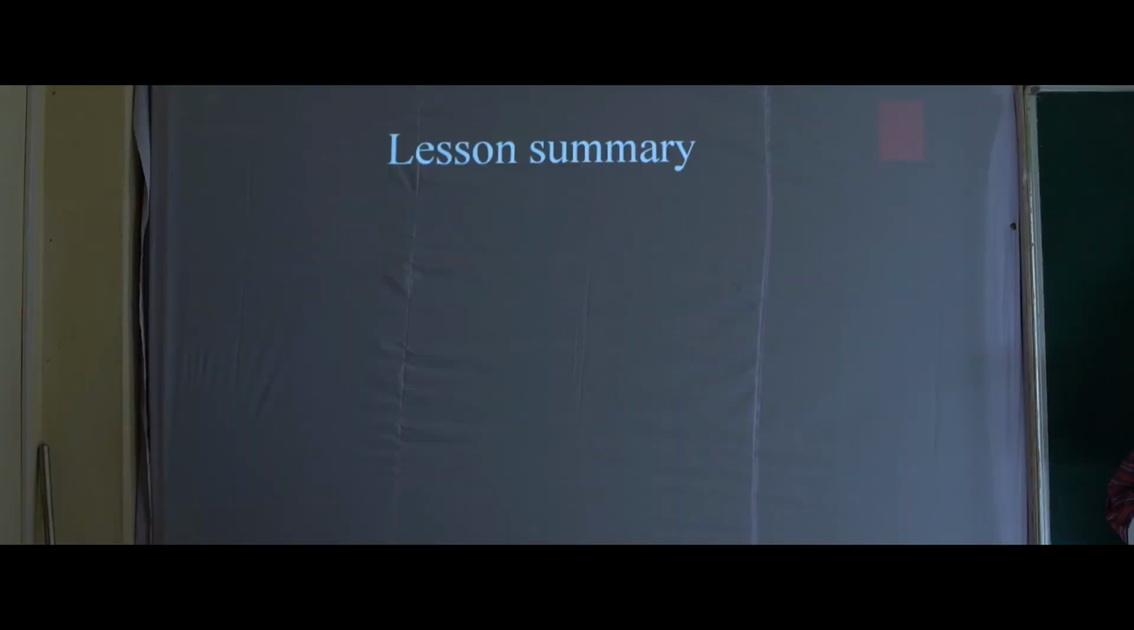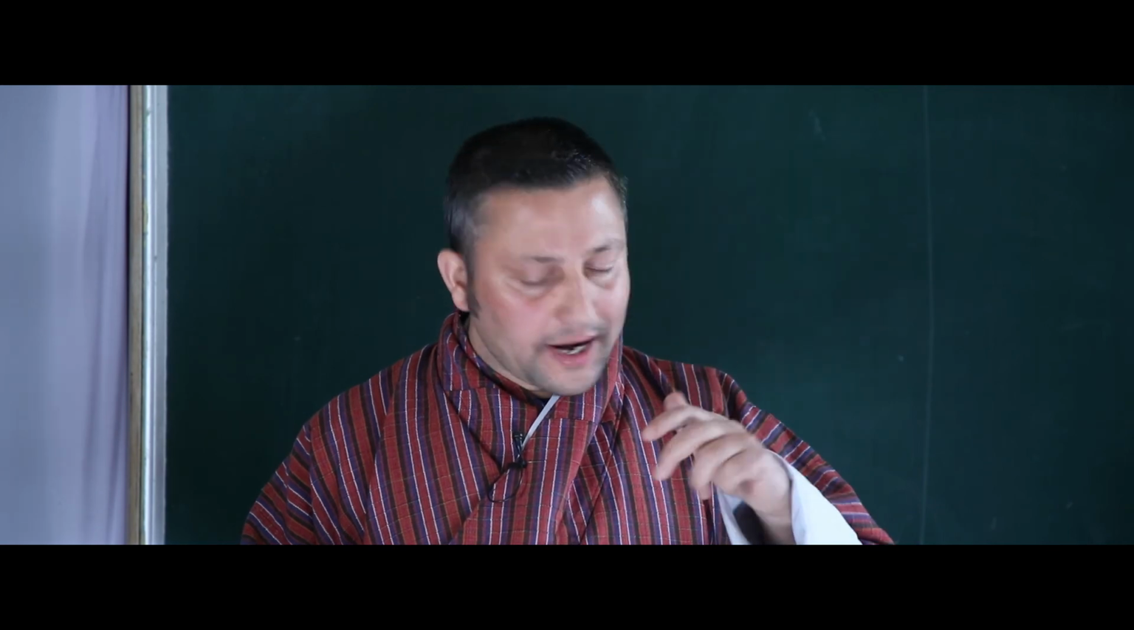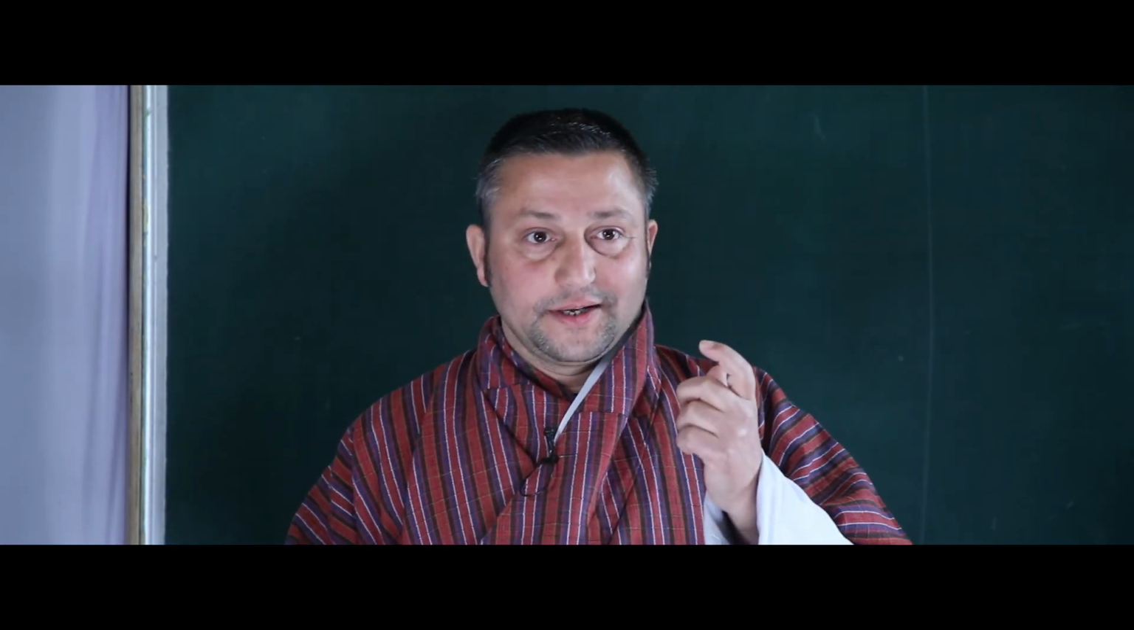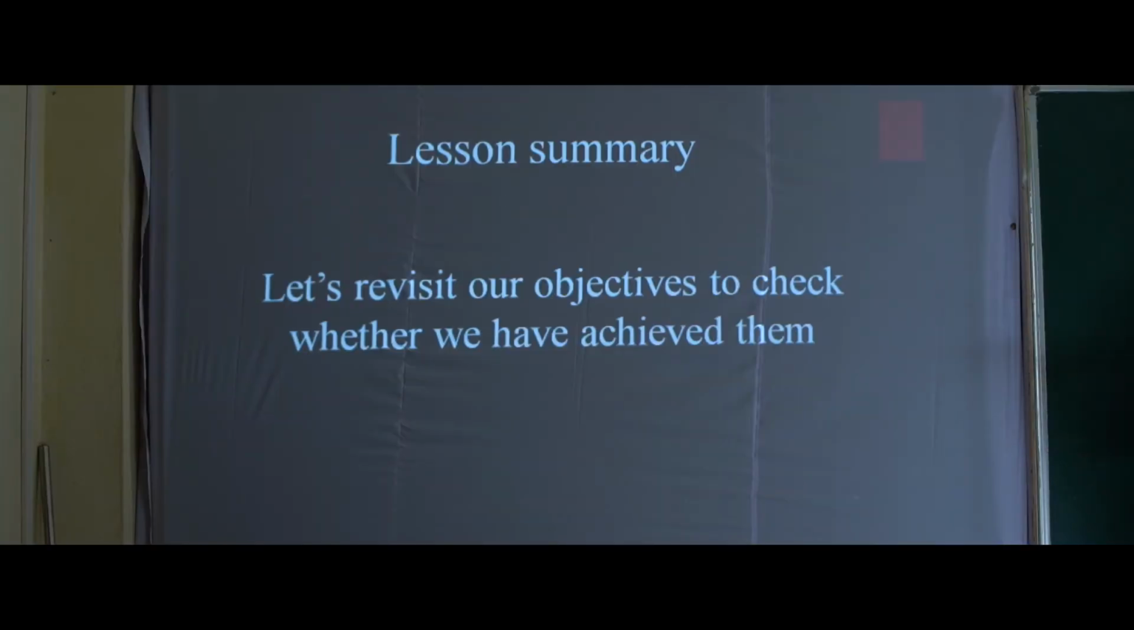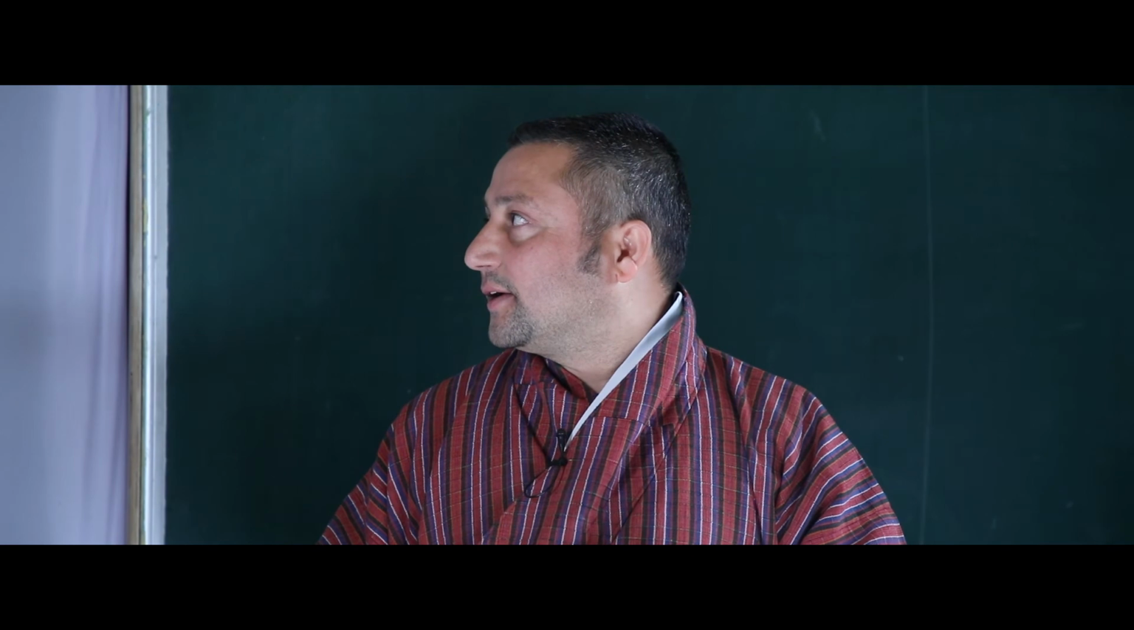Let's go on. Okay, finally we have reached the lesson summary. As I said in the beginning, when we went through the objectives, we need to come back and check whether we have really achieved the objectives or not. Now let's do that. Revisit our objectives to check whether we have achieved them. So we need to be together. You check and let's see.